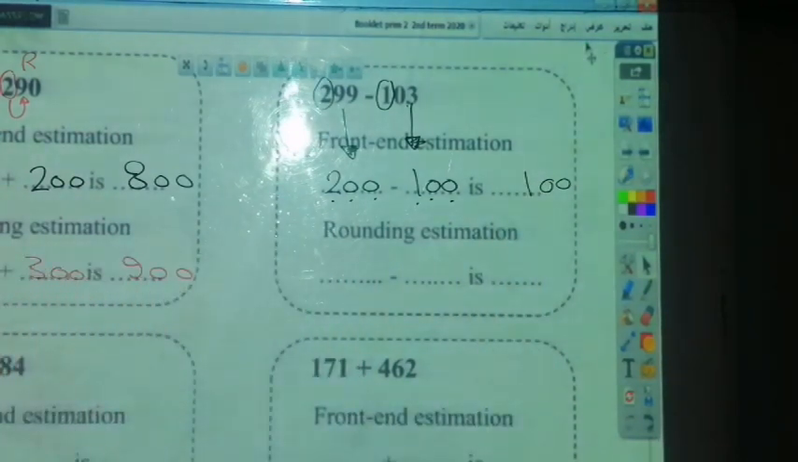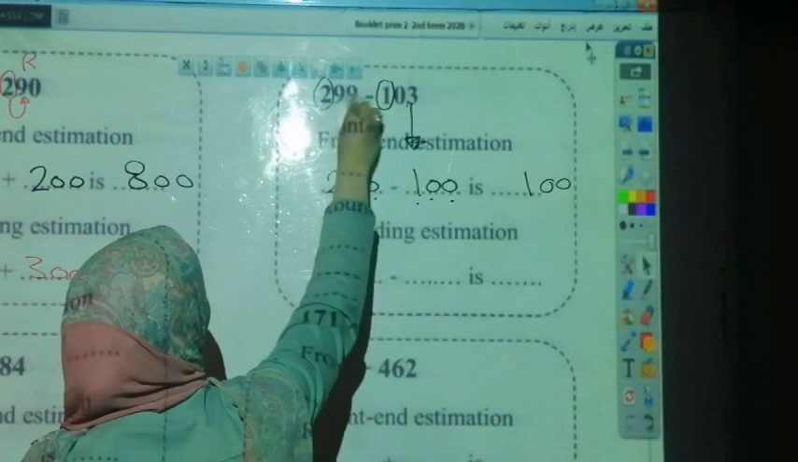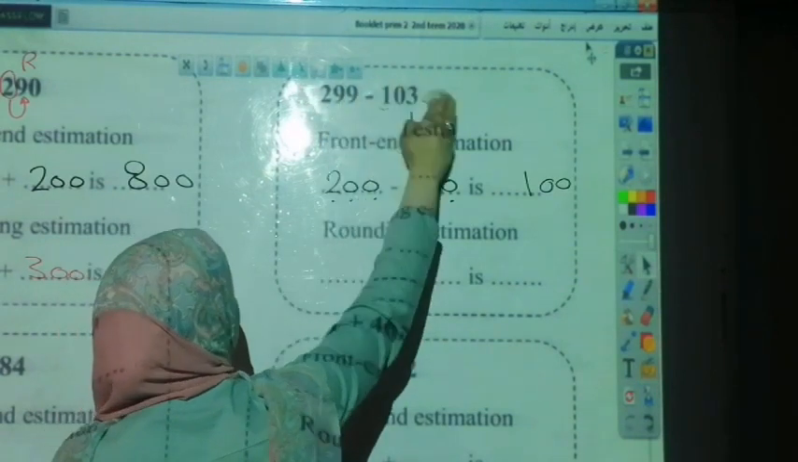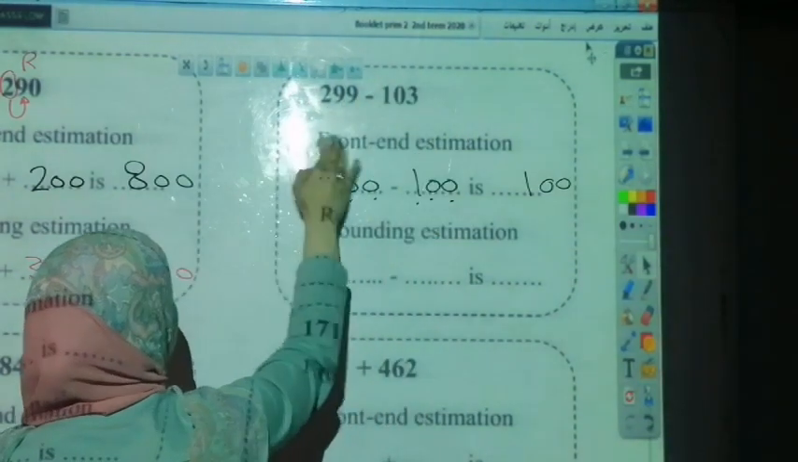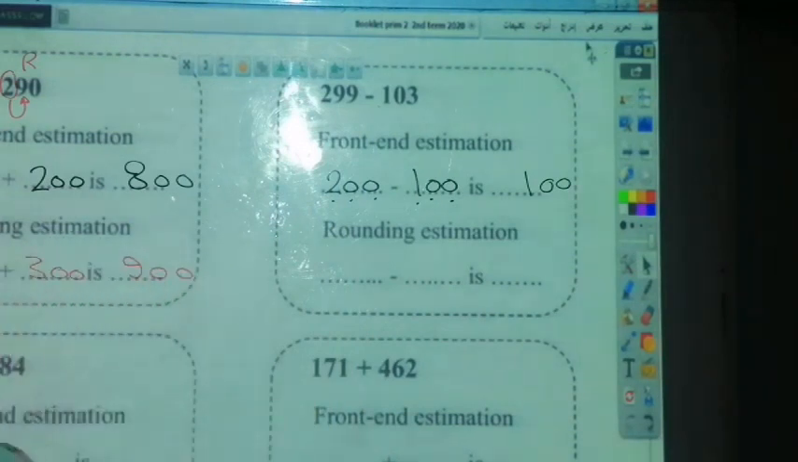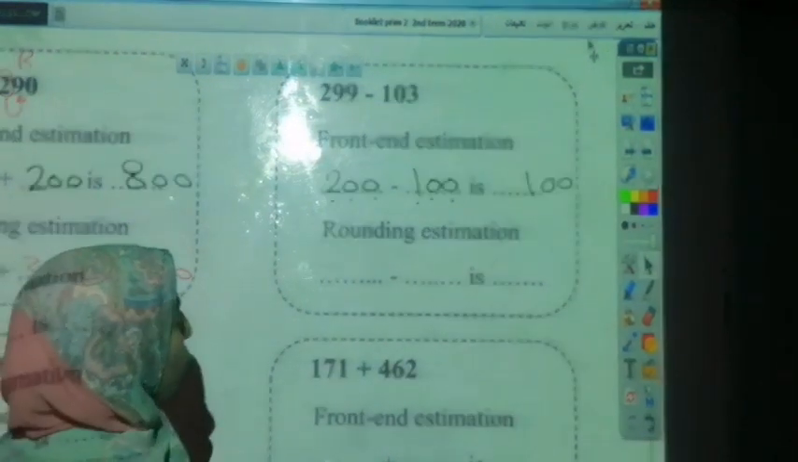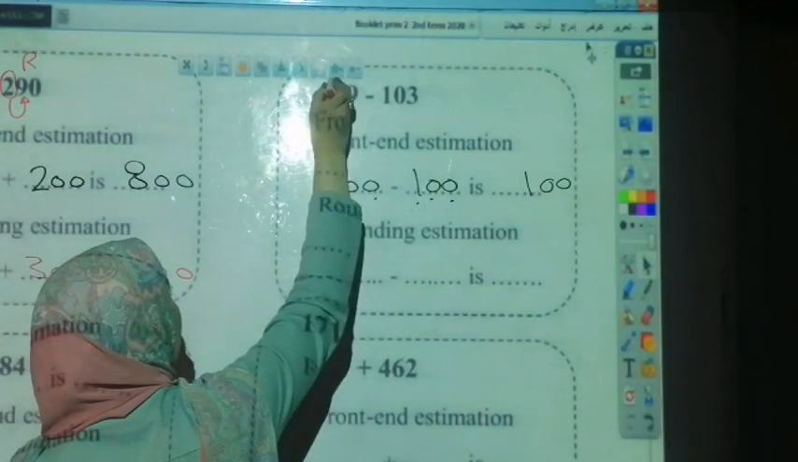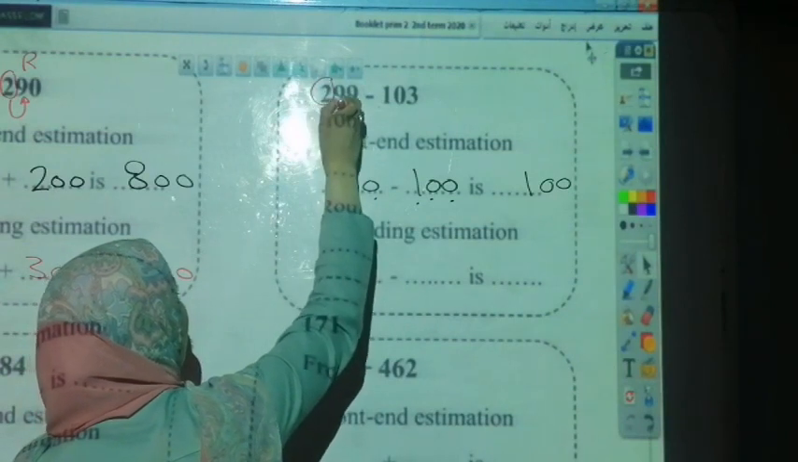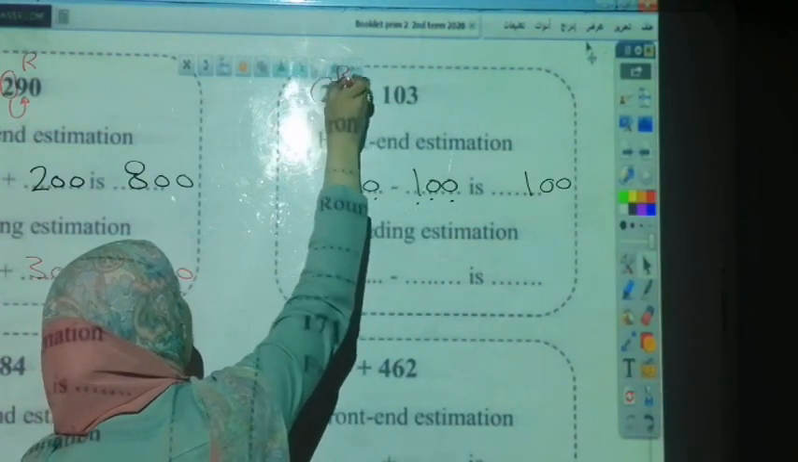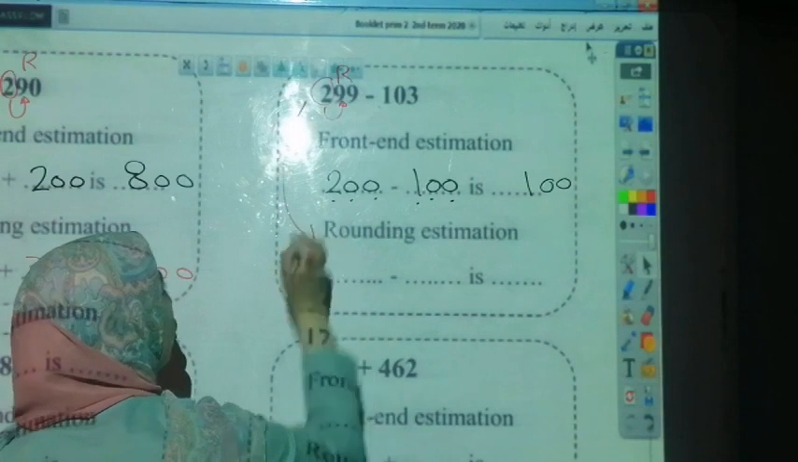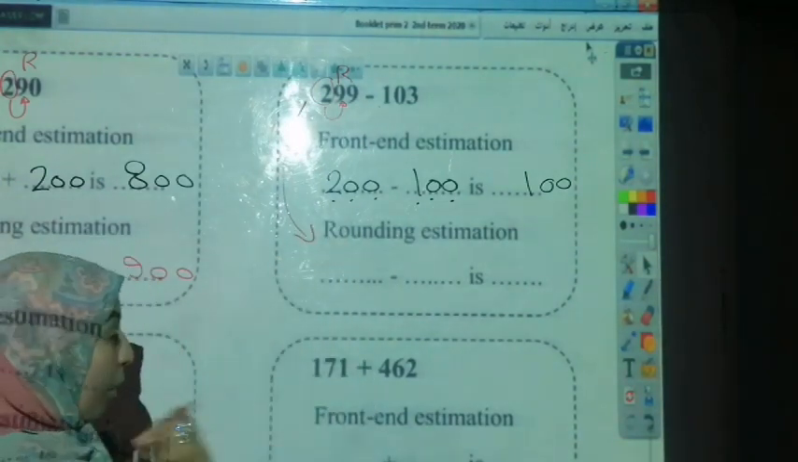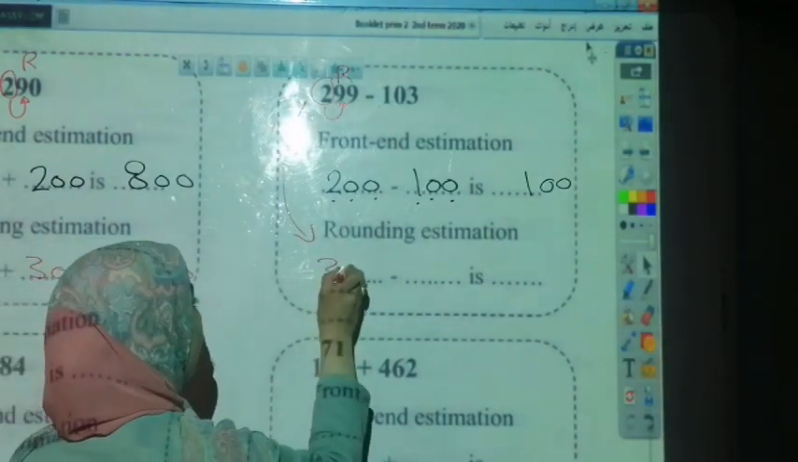And now I will solve with the second strategy, rounding estimation. Round to the nearest 100. Circle around 100. Look at the digit before 100. 9 in tens is rich. So 299 rounds up to 300.